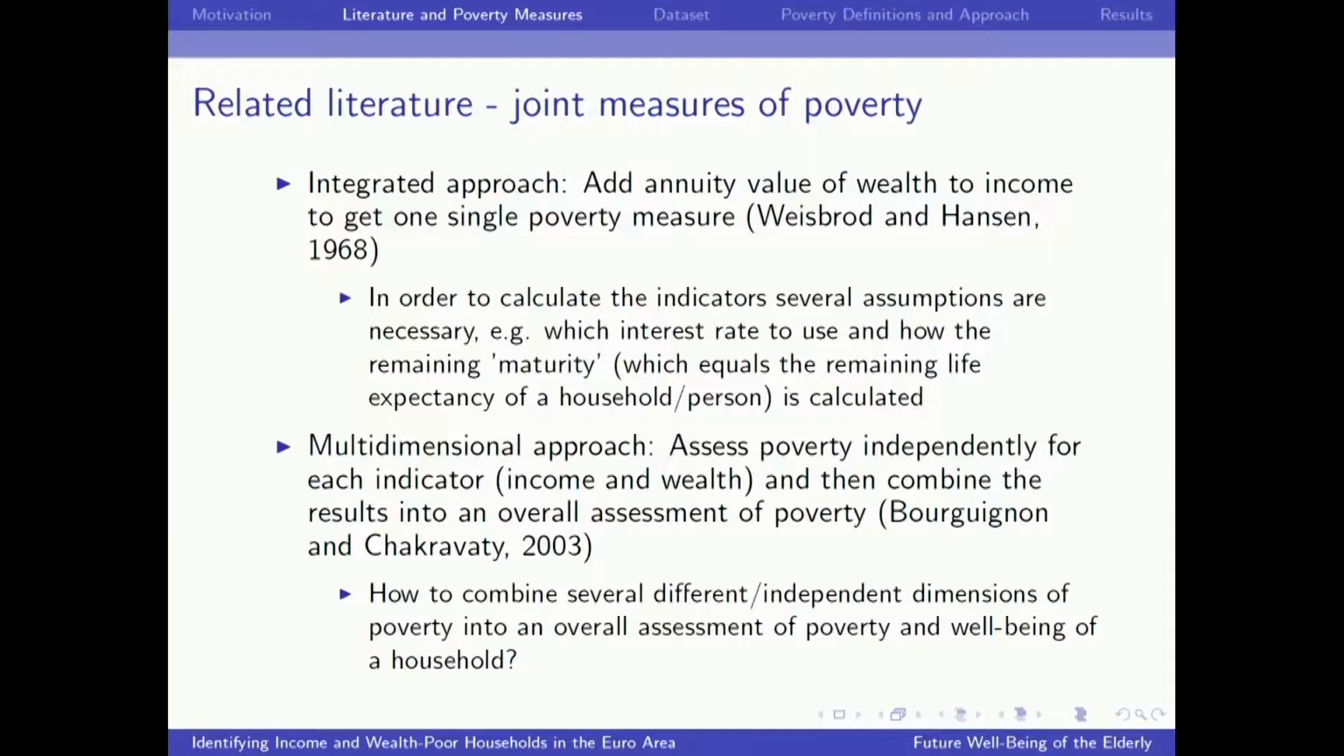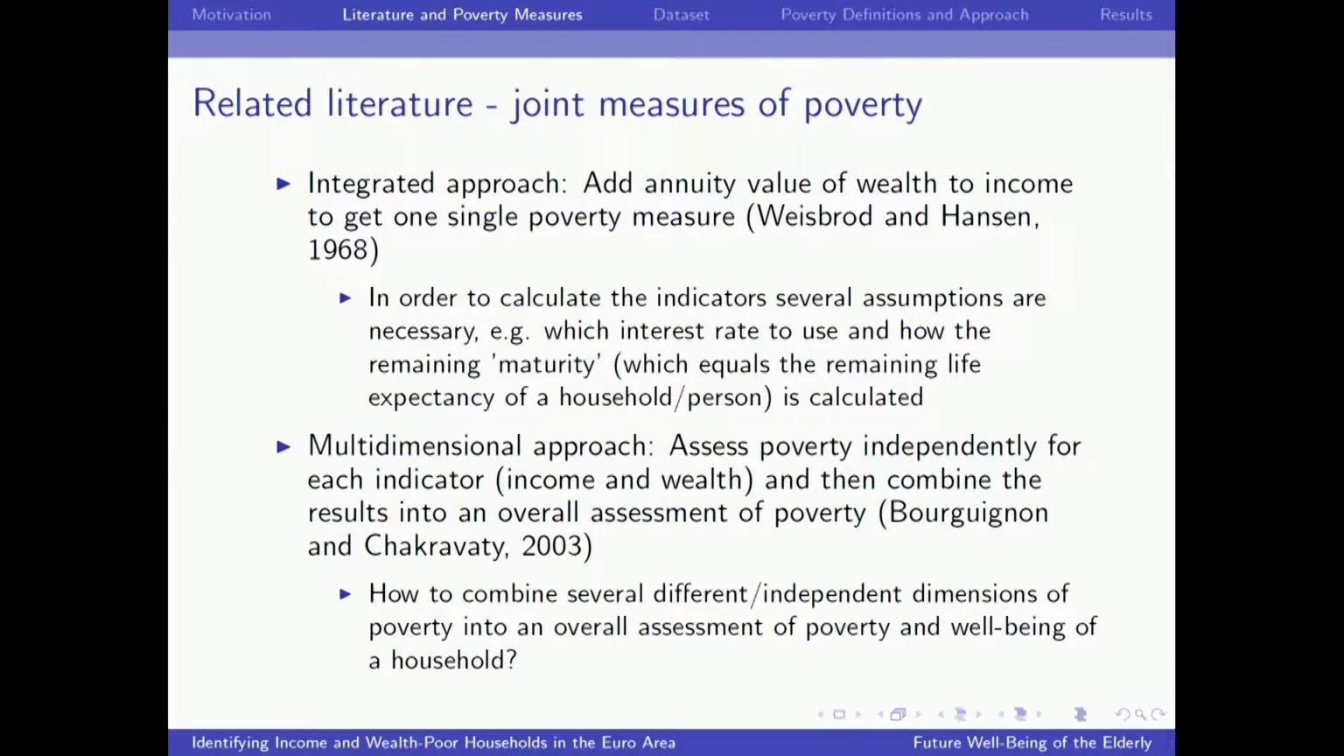And of course, there are also some measures of well-being of households beyond pure income or wealth measures, but this is not part of the presentation. Then there are two more different concepts, an integrated approach and a multidimensional approach. For the integrated approach, you add an annuity value of wealth to income, so you bring income and wealth together for one single poverty measure. One paper is Weisbrot and Hansen from 1968, and I will talk about that later on, because that's what we did in our paper as well. I will explain later on how we implemented that.